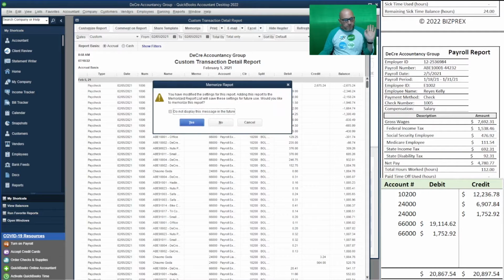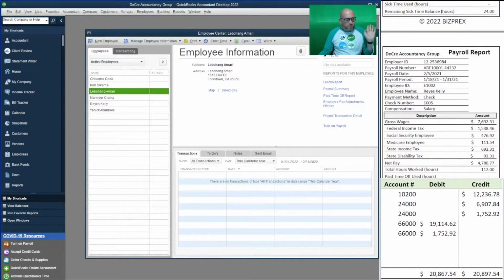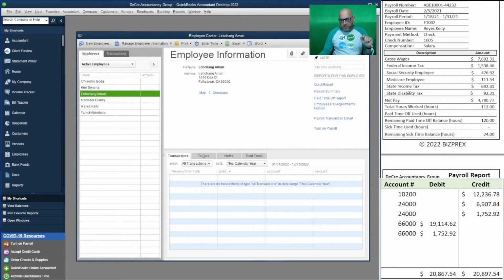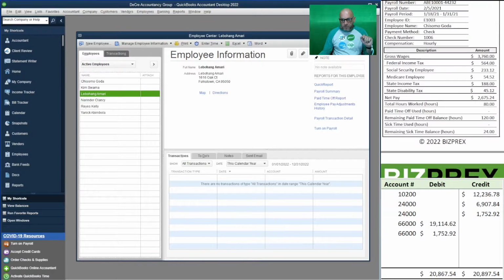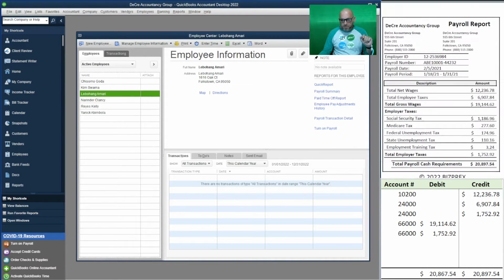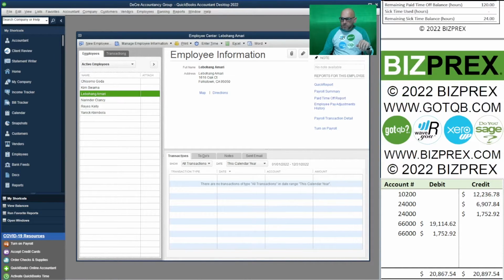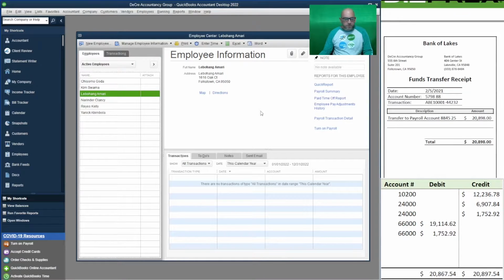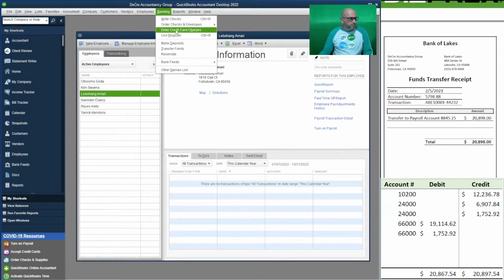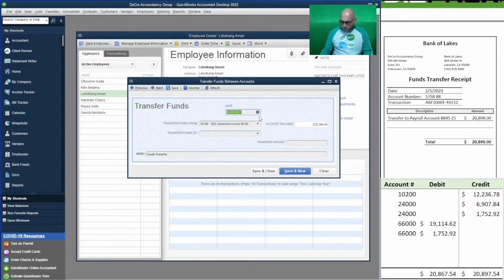So we just finished up our payroll, right? This was the payroll that we just did. It requires about $21,000 to fund it. So that's what we'll do next. We need to transfer this money, so let's go ahead and do that. Okay, 2/5, perfect. We're going to transfer from general to payroll. Simple as that. Amount transfer, 20,898.